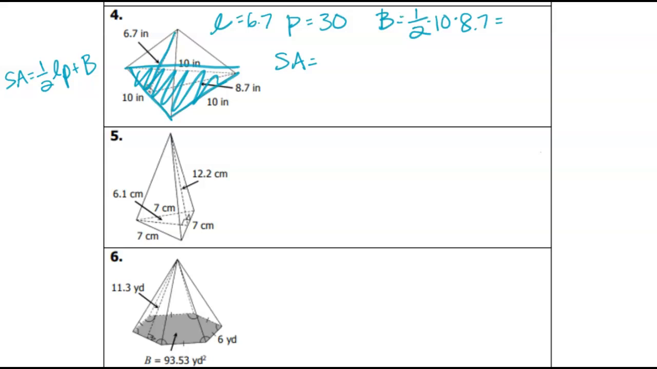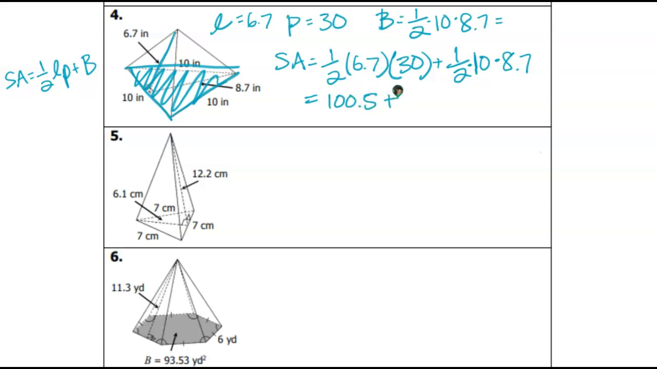So for the surface area formula, I'm going to take 1/2 L, so 6.7 times P, which is 30. Then I'm going to add that to my 1/2 times 10 times 8.7. When I work that out, I get 100.5 right here, plus the area of my base triangle, which is 43.5, and that comes out to 144 inches squared.